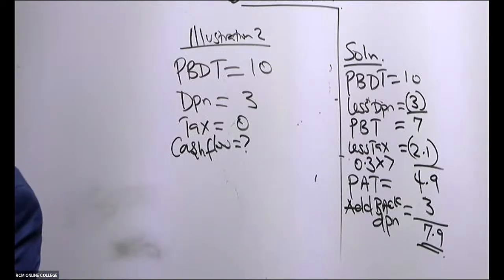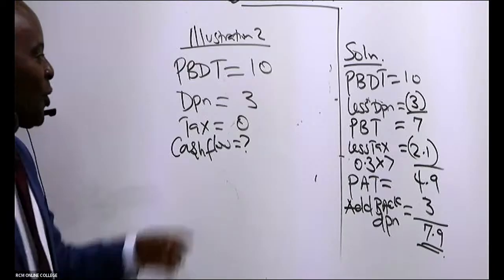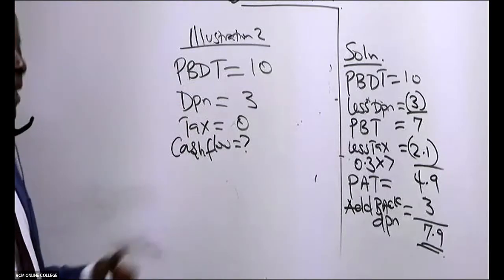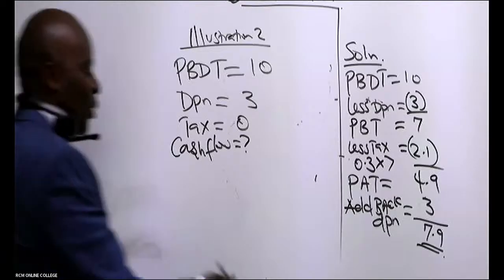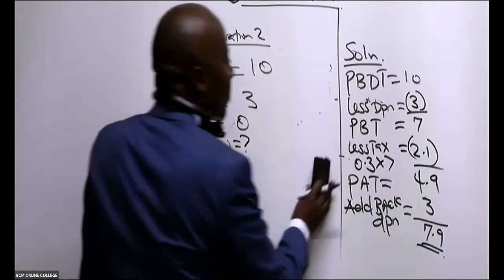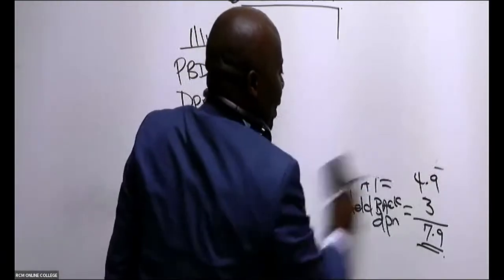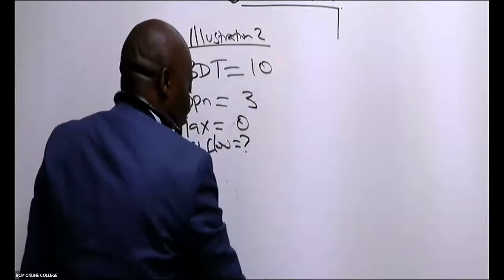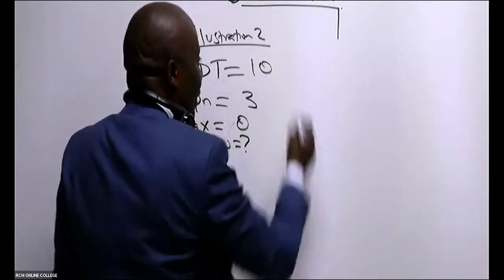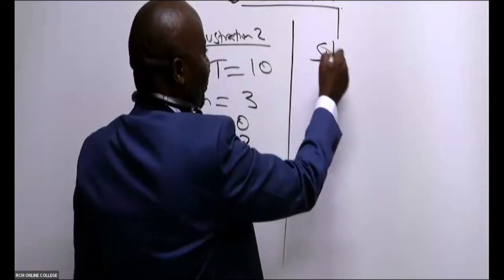Remember what we said. If tax is zero, depreciation is zero, and whatever profit you have here becomes the cash flow, isn't it? Even if you try doing this using the longer approach, you'll get the same thing.